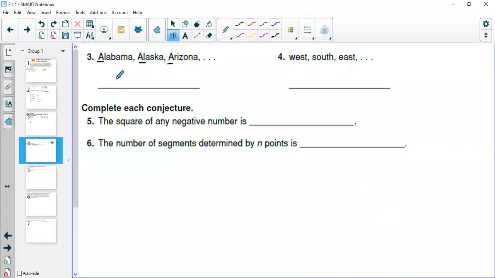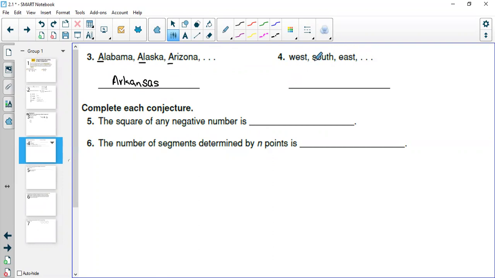So the fourth state is going to be Arkansas. Though it is written as Arkansas, we pronounce it differently, right? So that's the fourth state which comes in alphabetical order in the United States, right? So the next one we have west, south, east.